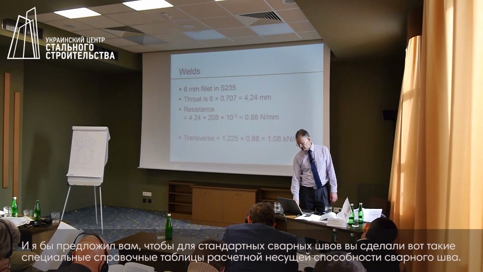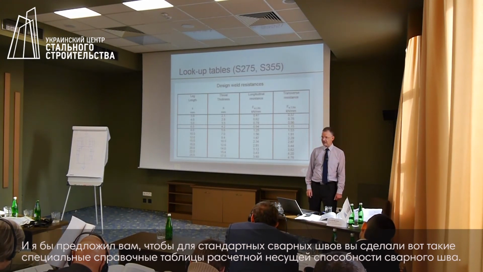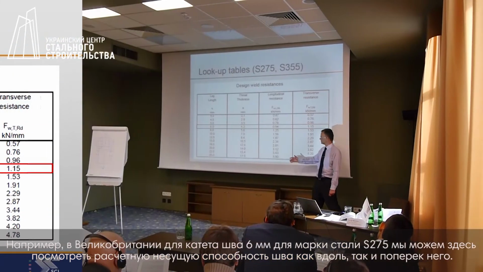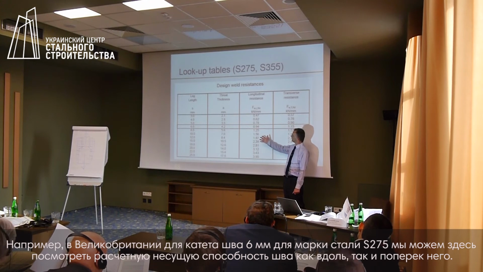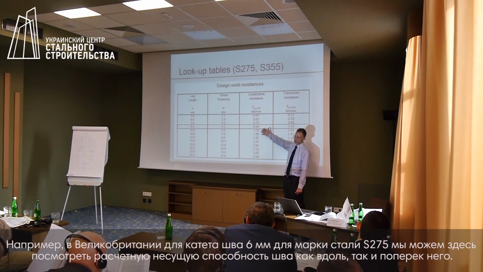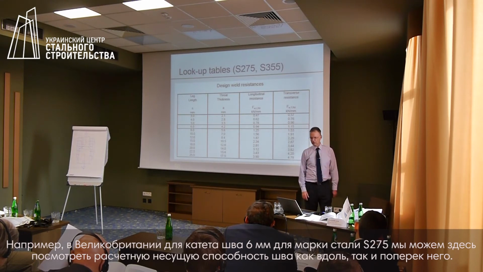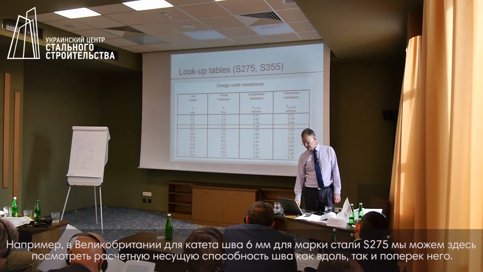And I would suggest that for the standard welds, you create a resistance table. So for 6mm fillet welds, this is in the UK, this is in S275 material, we know the strength of a longitudinal weld and a transverse weld.